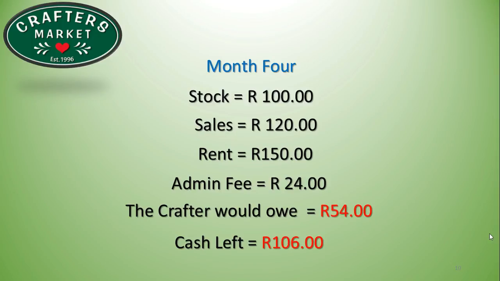So we go to month 4. The sales are 120 Rand, minus the rent of 150 Rand, minus the administration fee of 24 Rand, which means you owe the company again, and this time it is 54 Rand, because the sales did not even cover the rent, let alone the administration fee.